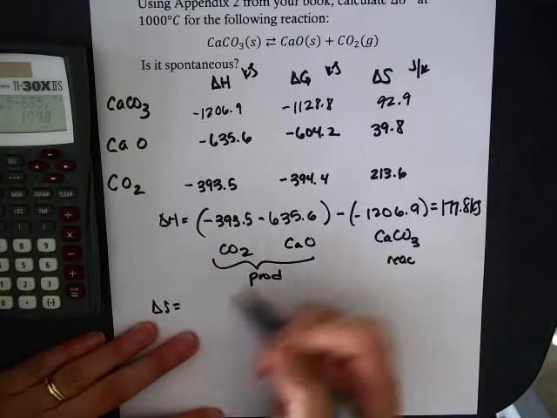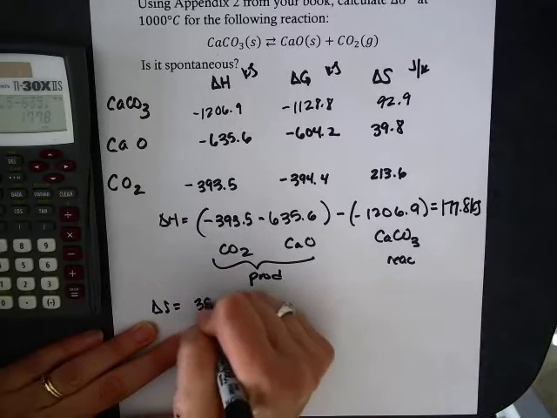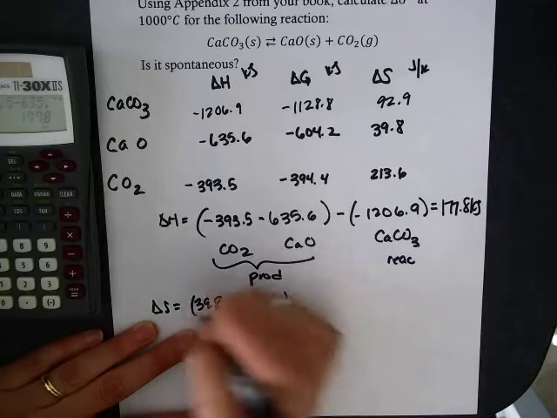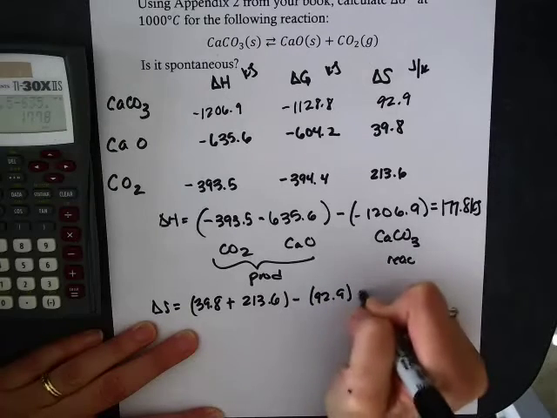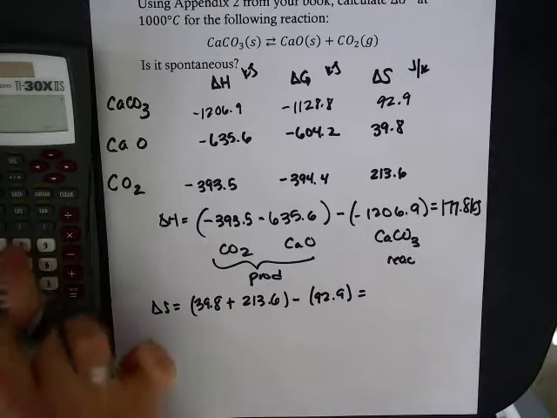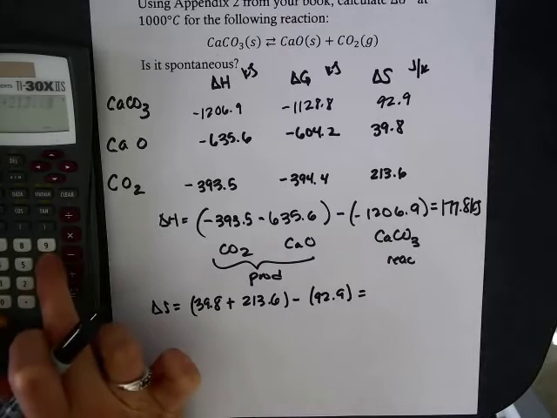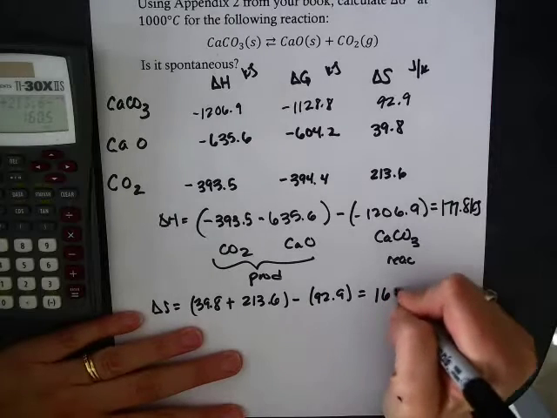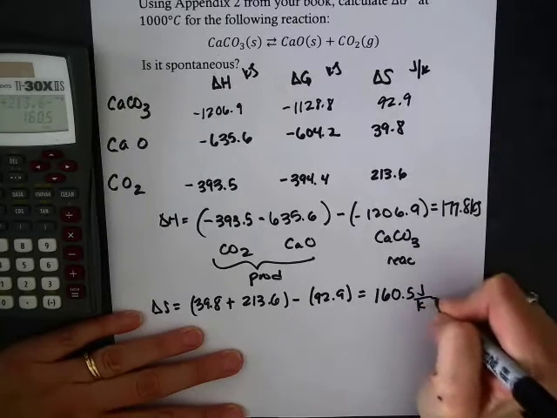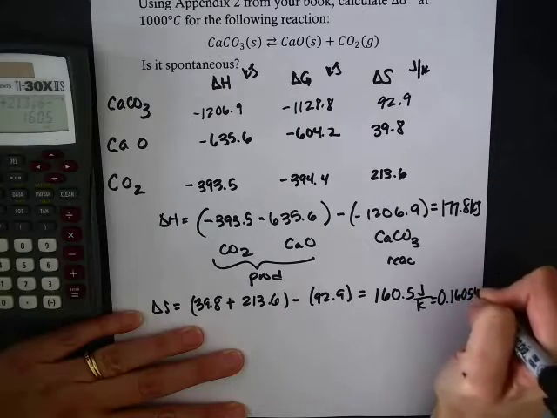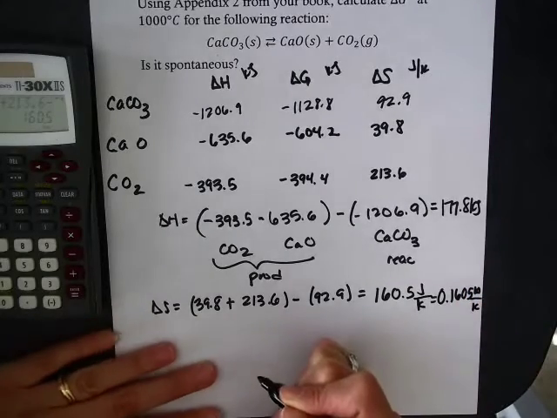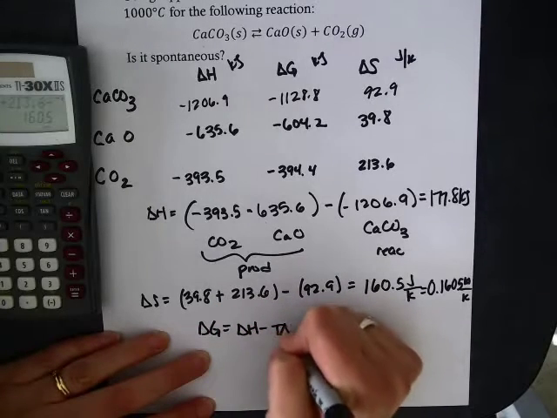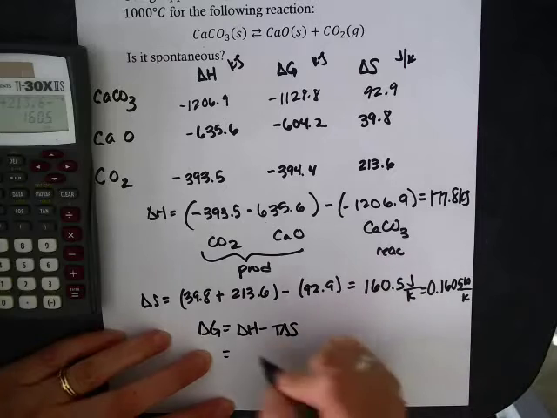Same thing for delta S. Products are the same, minus reactants. I get 160.5, and that would be joules per Kelvin. I'm going to need that in kilojoules, so I went ahead and converted it by dividing by 1,000 right now, 0.1605 kilojoules per mole Kelvin. And that's so that my units work out when I plug it in here.